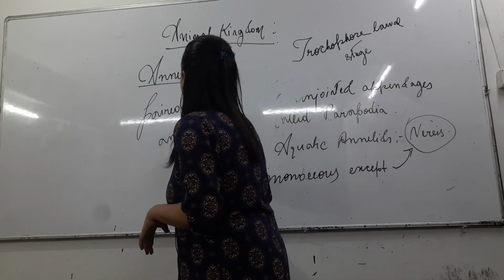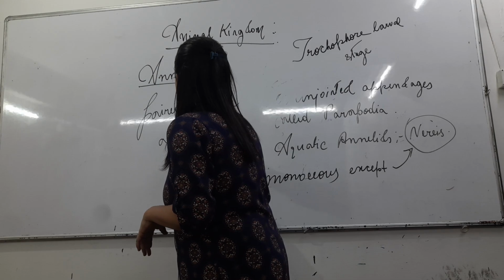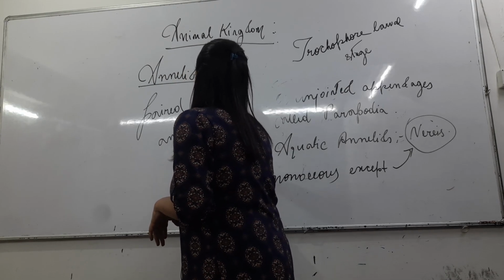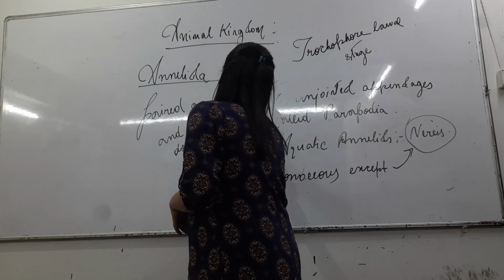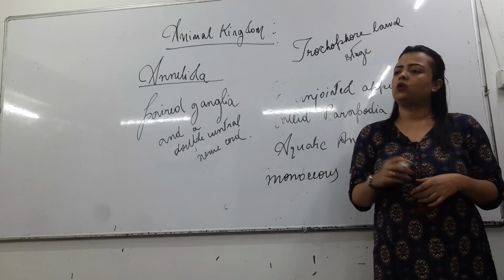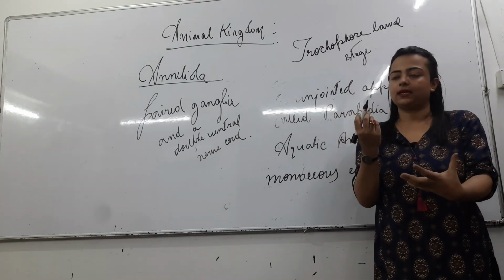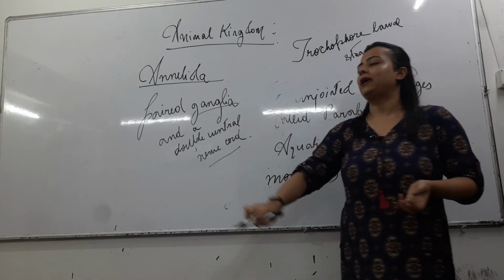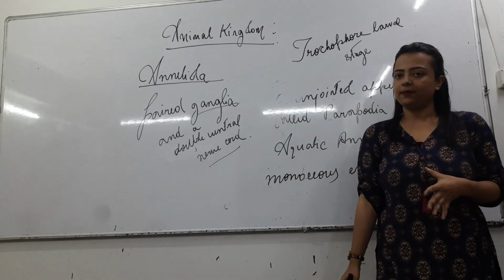And a double ventral nerve cord. What is ventral and dorsal? Dorsal is the back side and ventral is the front side. Okay, so they have a double ventral nerve cord and paired ganglia. The ganglia, this structure consists of nerve cells. Okay, done?